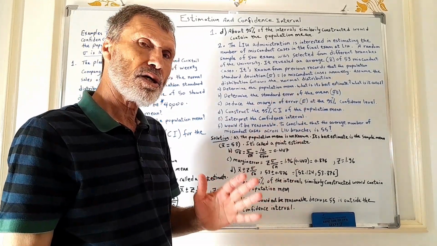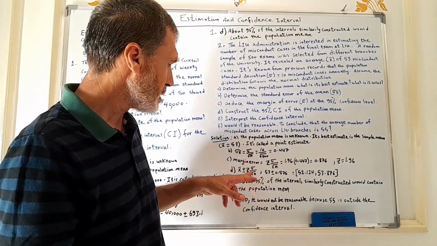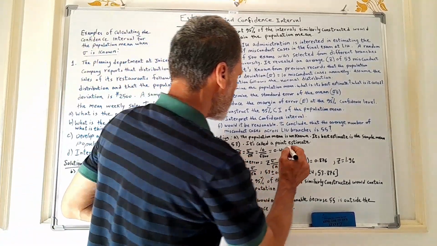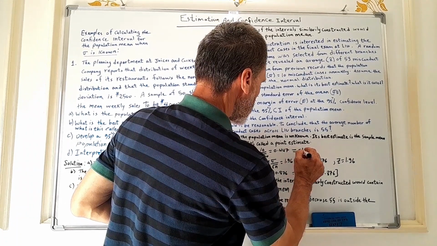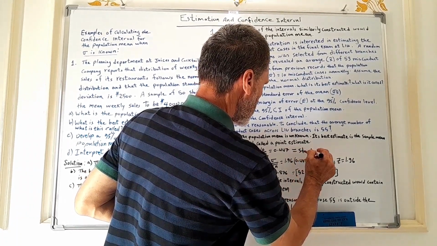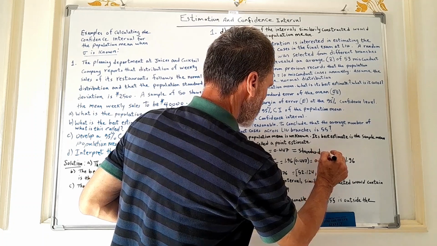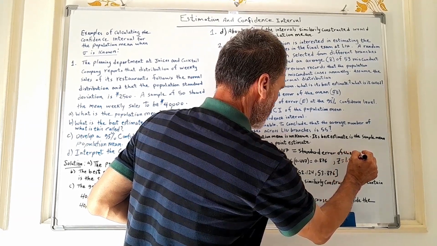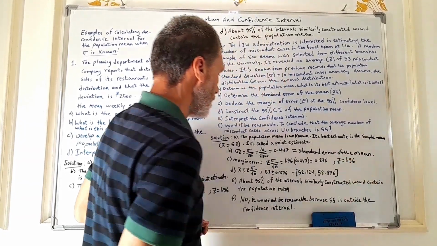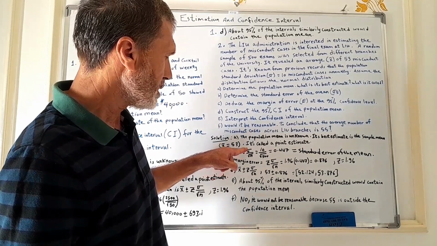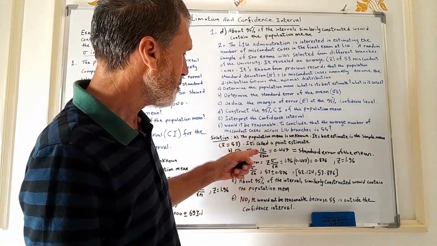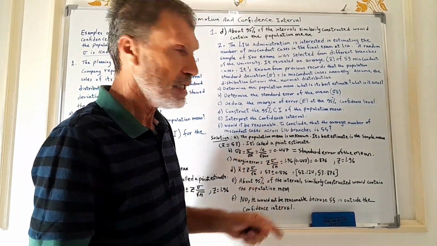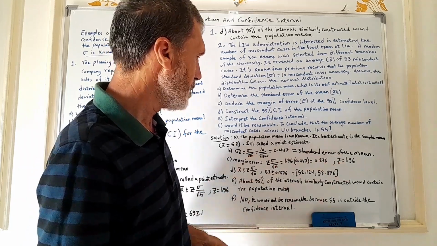The standard error of the mean, sigma X bar, is equal to sigma over radical n. So we have sigma here 10 over radical n, 500, and we come up with 0.447. This is the standard error of the mean.